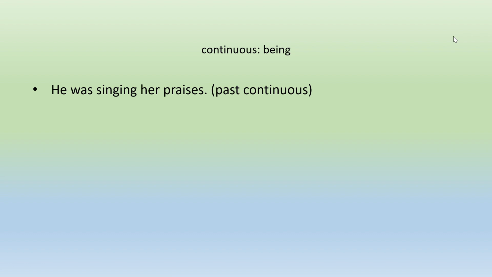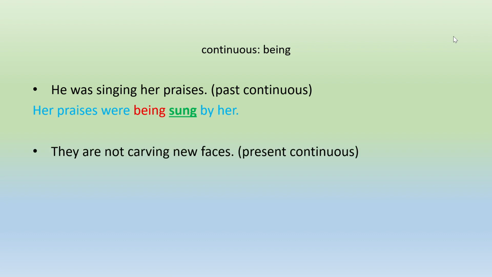Moving on to the continuous tenses. The helping verb which we will use is being. Like the first one, he was singing her praises. This sentence is in past continuous, so we will keep the rest of the verb same and we will just add being in the sentence. So it will be her praises were being sung by him. Being is the helping verb added and sung is the past participle or third form of the verb. Next, they were not carving new faces. A present continuous sentence, its passive voice will be new faces are not being carved by them.